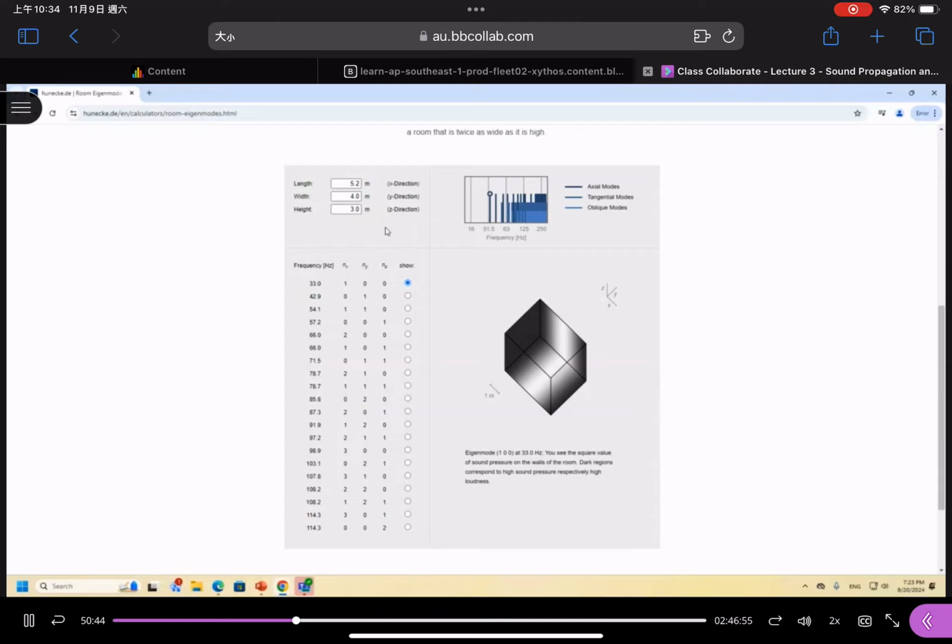So that's why we need to install some absorptive material inside the room in such a way that we can avoid the presence of room modes inside interior areas. So when you select another one, the second one is when we set n equal to 1, the other two parameters are 0. The situation becomes like this.